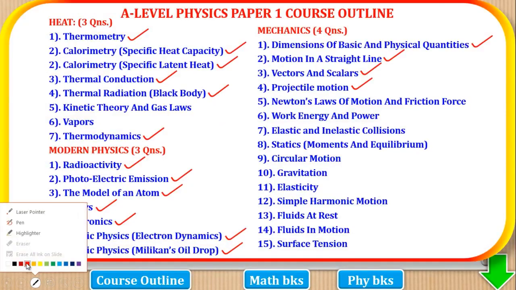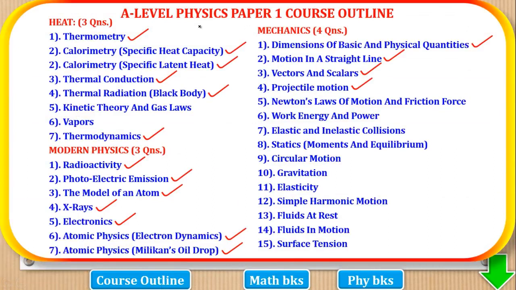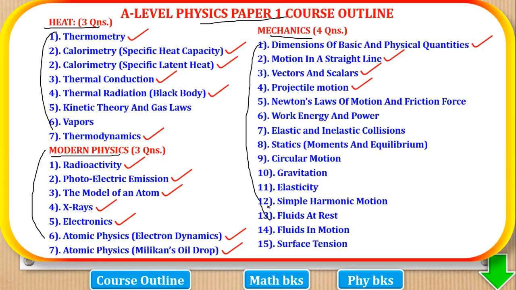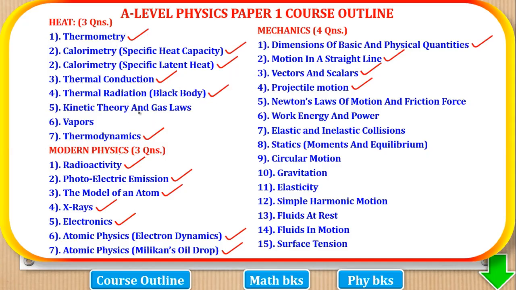Before we proceed, let's first look at the course outline of this paper. Physics paper 1 is divided into 3 parts. There's a part of heat where 3 questions come from these topics, part of modern physics where 3 questions come from these topics, and the part of mechanics where 4 questions come from these topics. What is ticked has been covered, and what is not yet ticked has not yet been covered. In this video we are going to go through the topic of thermodynamics, after which we shall go through these other 2.